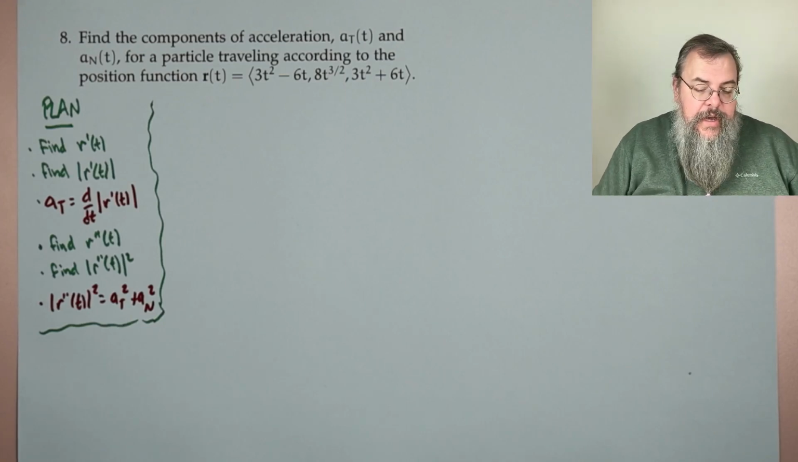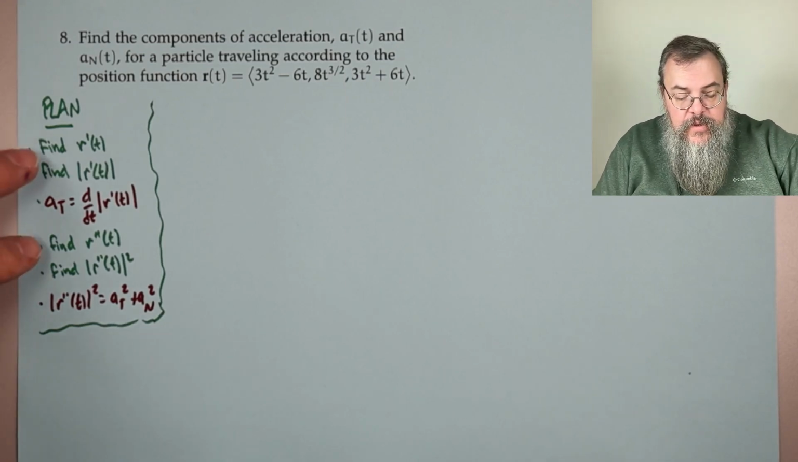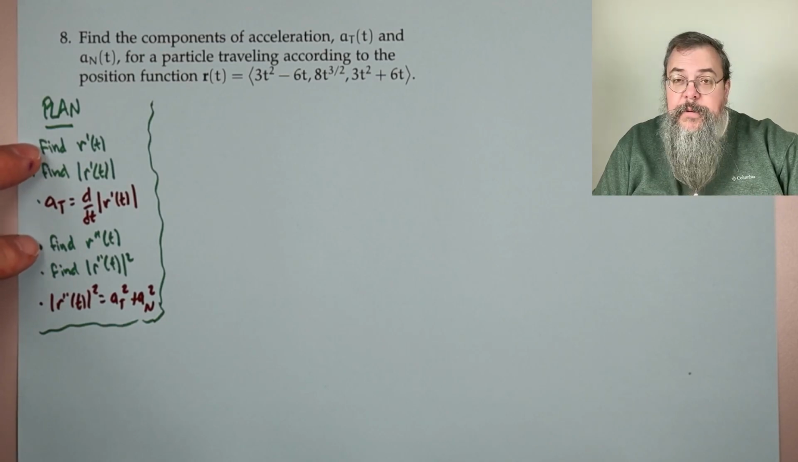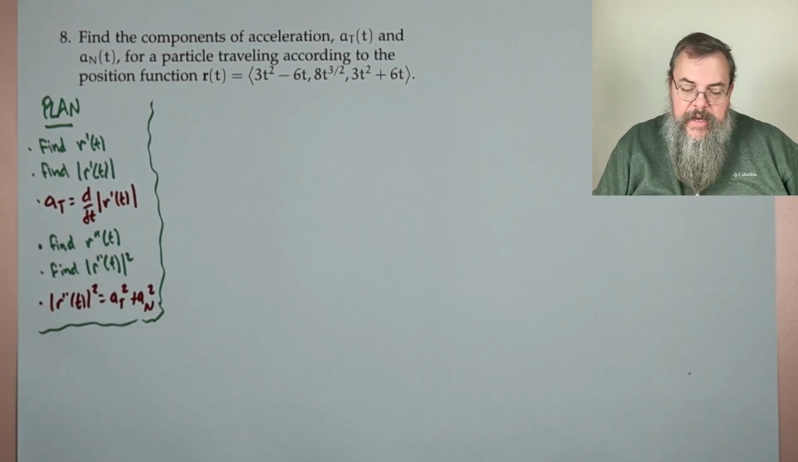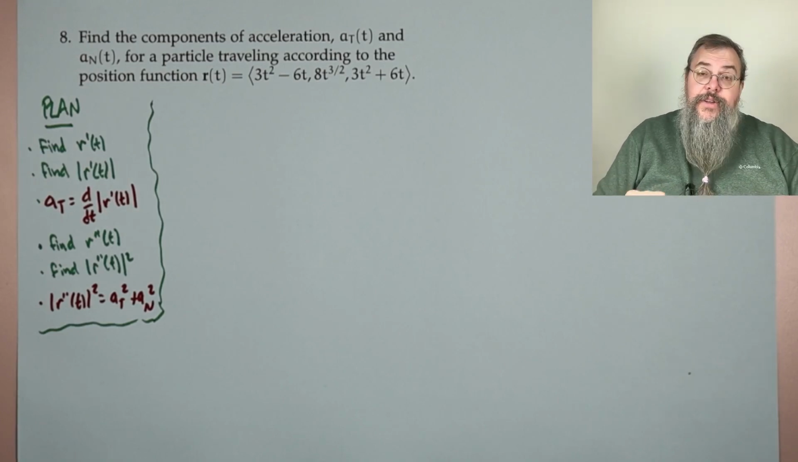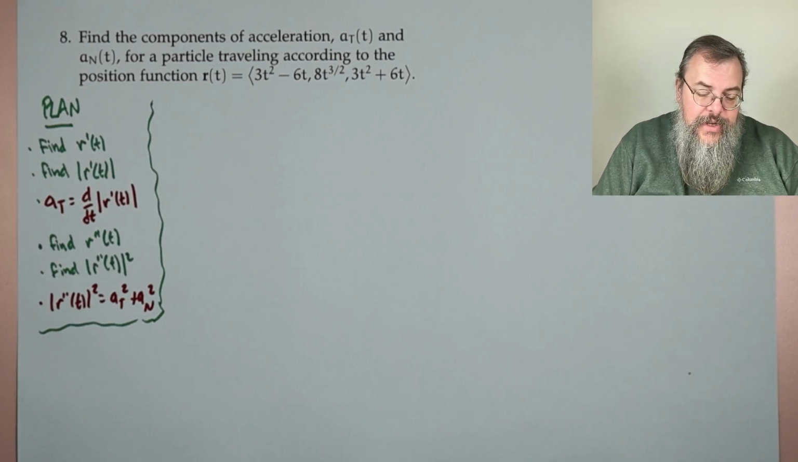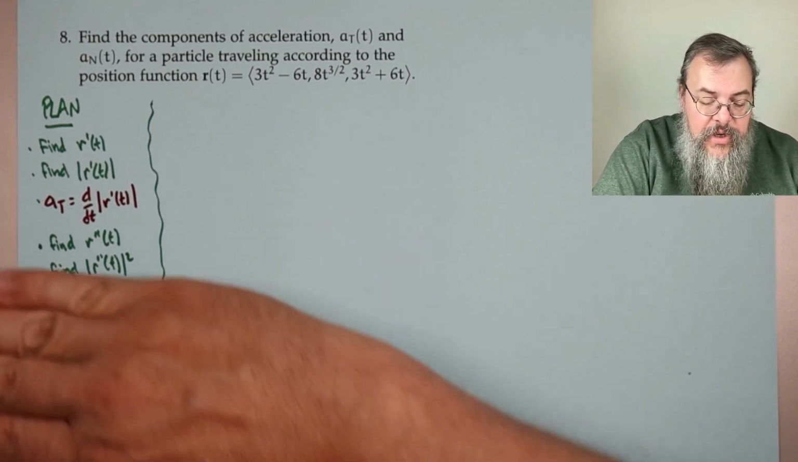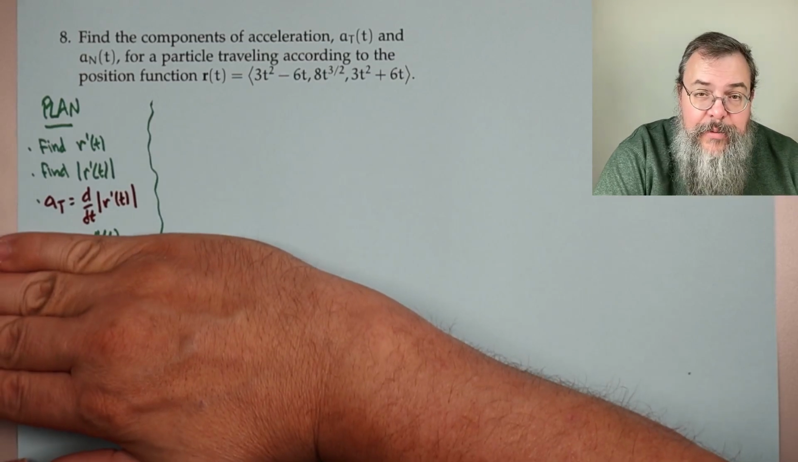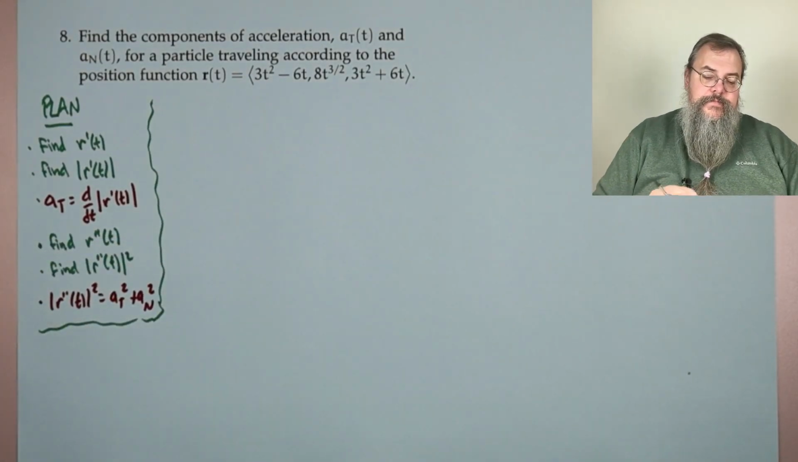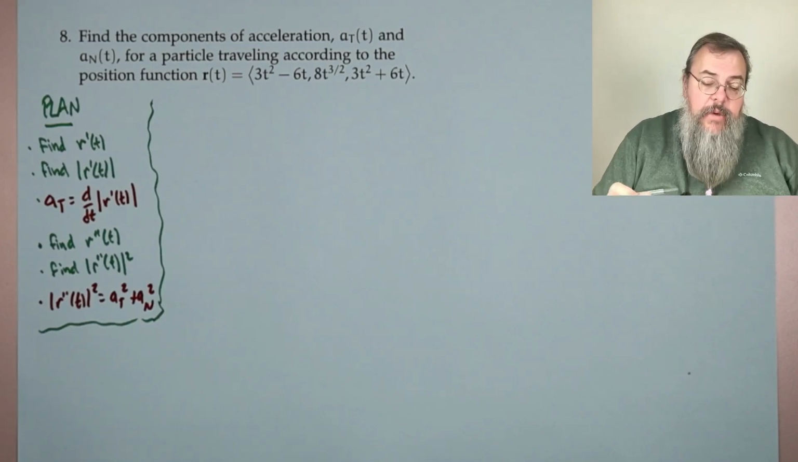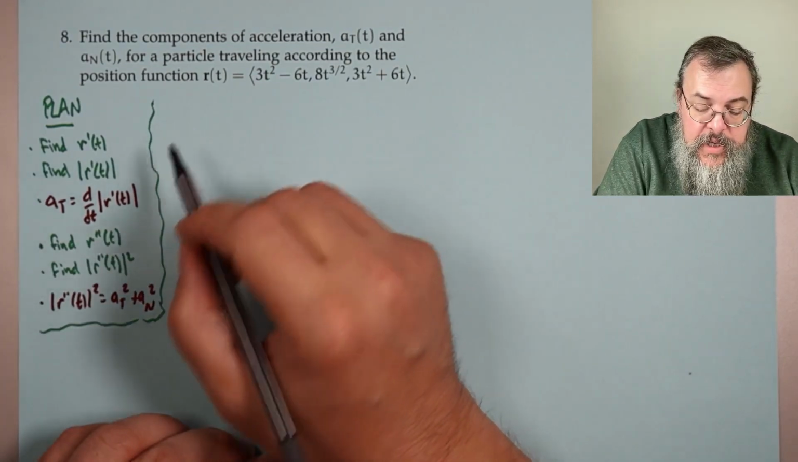Okay, and I will point out you can do the r prime and r double prime steps first and then just do the a sub t and a sub n back to back. The reason I write it this way, by the way, is just to say, if you only need a sub t, then you can stop there. If you need a sub n, you go a little bit further. So with that in mind, we begin.